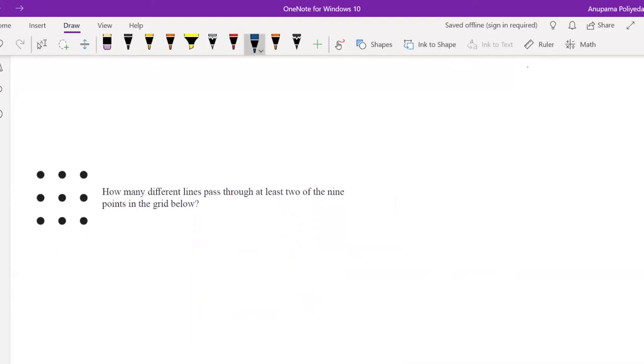20 lines. So the answer is 20 lines. So we want to find how many different lines pass through at least 2 of the 9 points in the grid below. So that means that we can do 9 choose 2 as our starting value before we look for any possible overcounting. So can anyone tell me what 9 choose 2 is? 36.